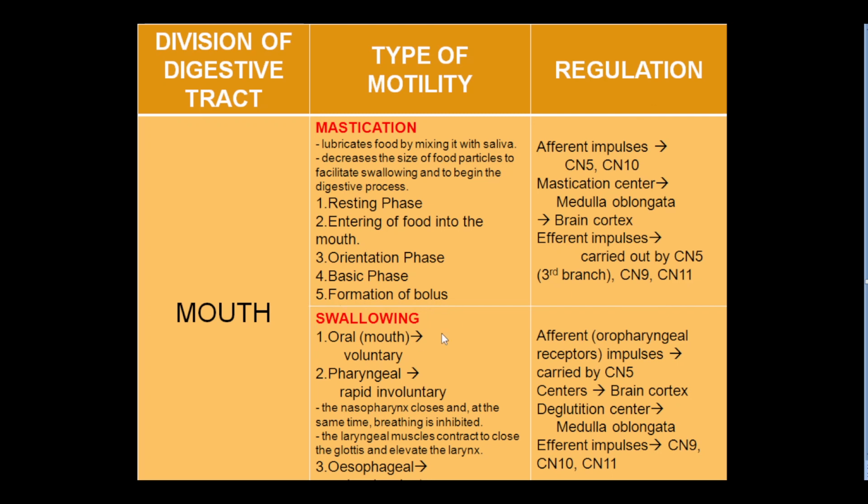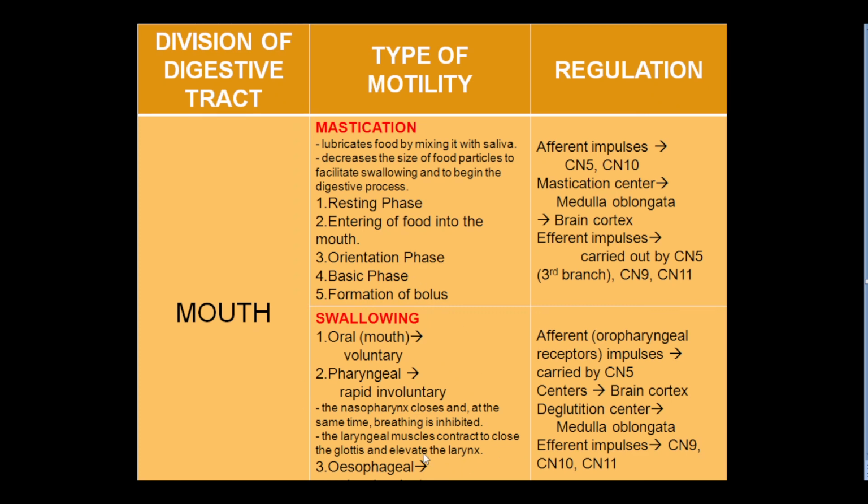Another example of motor activity is swallowing. Swallowing consists of 3 phases. The first one is the oral phase, which is voluntary, which means you may swallow, you might not. Pharyngeal, that's already involuntary, that's the rapid involuntary phase. And esophageal, that's the slow involuntary phase.